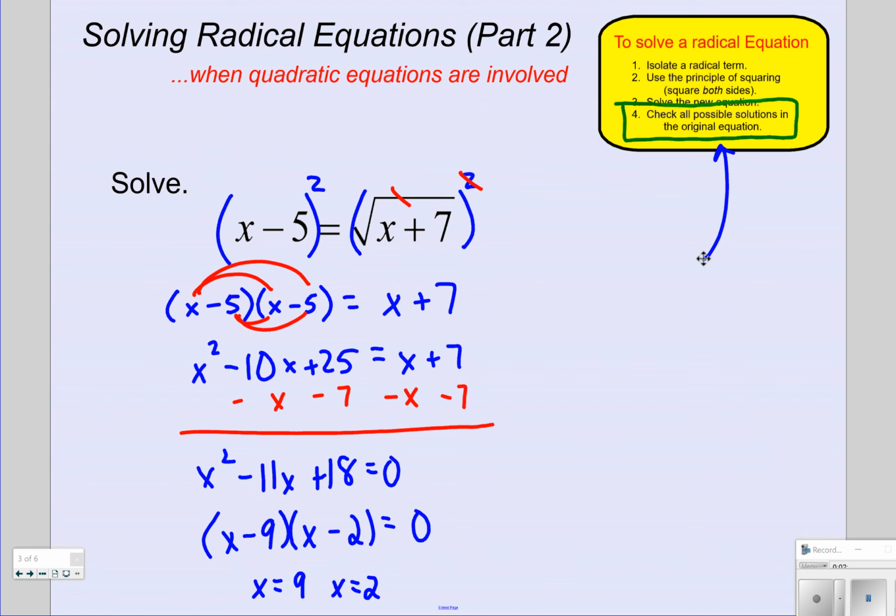So if I plug in my 9 to the original equation, I would get 9 minus 5 equals the square root of 9 plus 7. So that would be 4 equals the square root of 16. So that works.